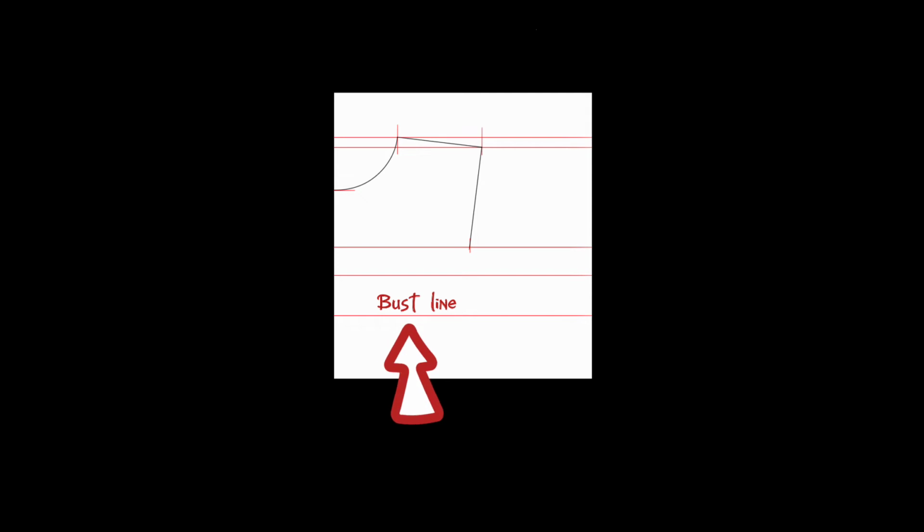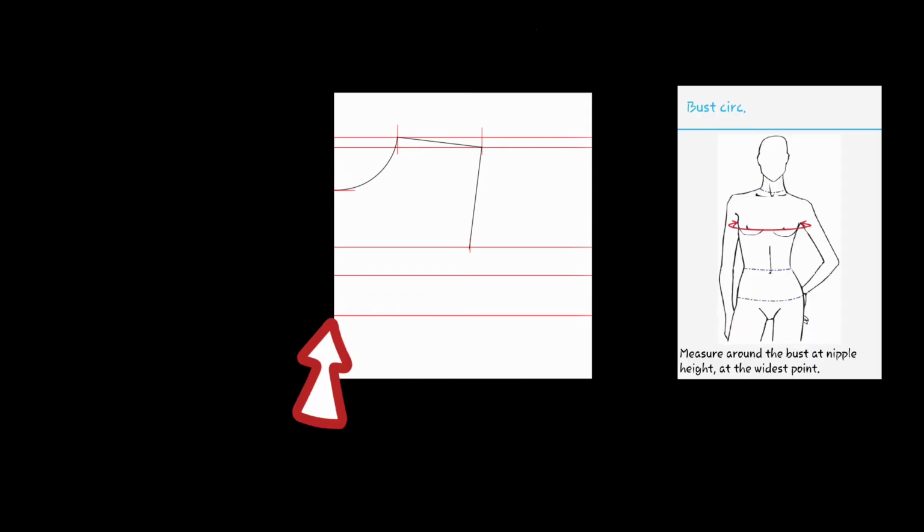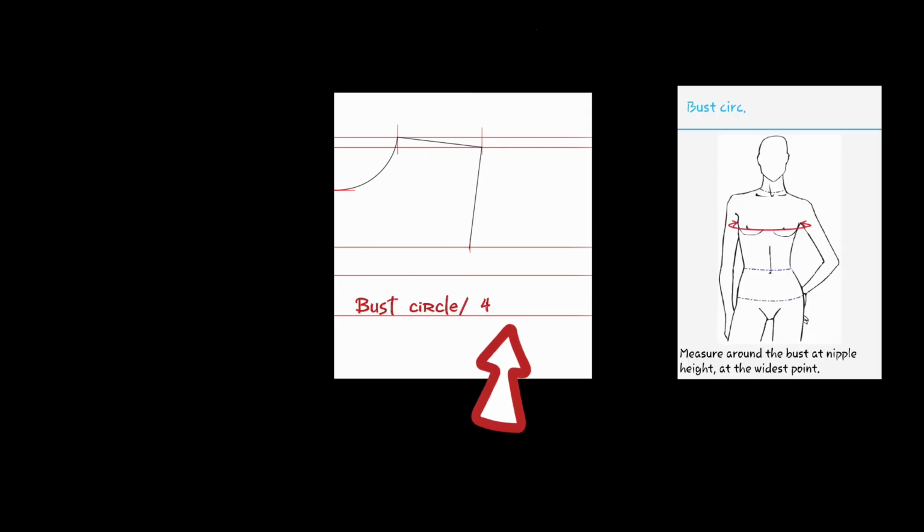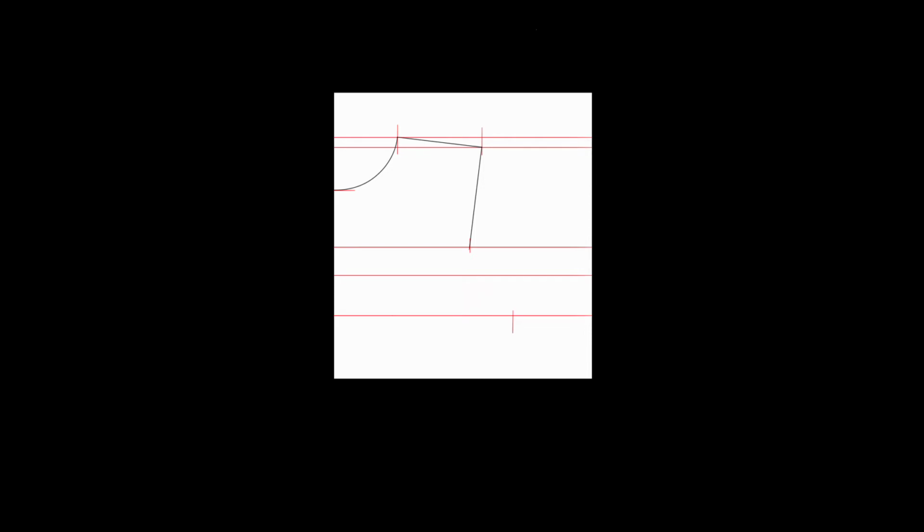Now on the bust line, measure your bust circle divided by 4 and mark it. On the bottom of your pattern paper, which is serving as our waistline, measure out your waist circle divided by 4 and mark. Now connect both points with a straight line. Extend that straight line up all the way to the armhole line as shown. Now connect these 2 points with a curve.